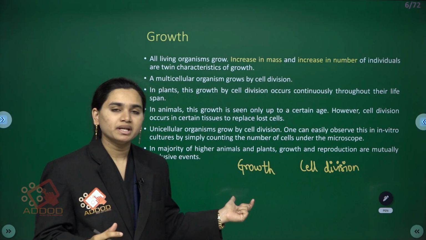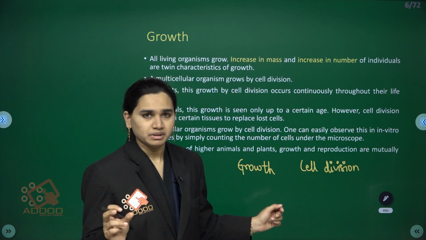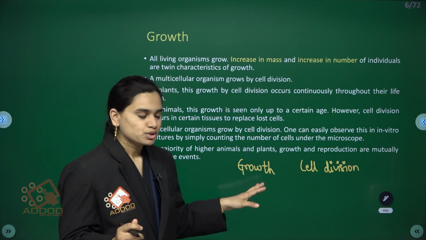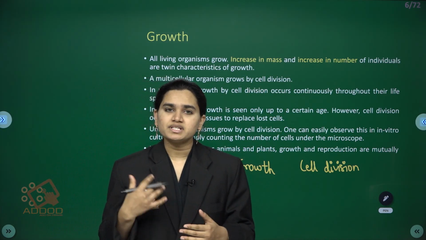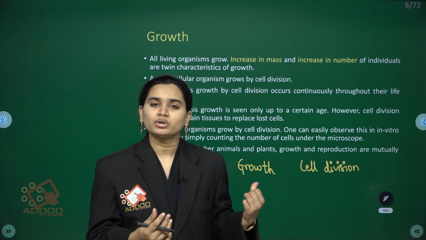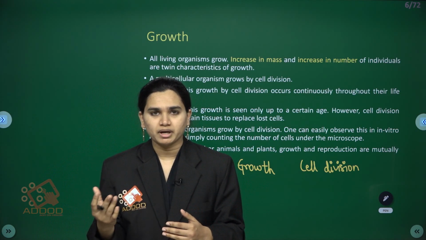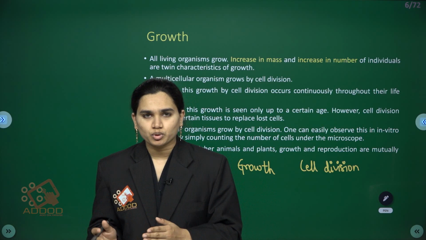Now, if growth is happening, that means definitely cell division is taking place. But it doesn't mean that every time cell division takes place, growth should be happening. This is true in the case of plants. In plants, whenever cell division is taking place, growth is happening, that is, there is an increase in the height of the plant or in the width of the plant. So growth in plants is a continuous process.